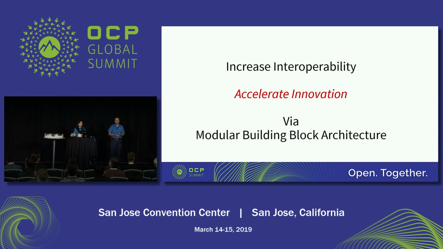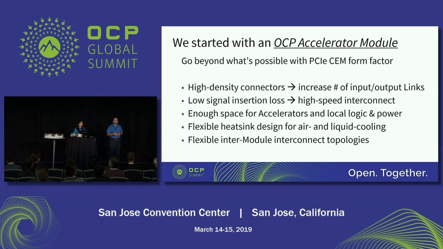If we do that, then we can increase the interoperability of different modules. The modules, as you saw, could be power modules, cooling modules, compute modules, chassis, mechanical. This is to accelerate innovation. So different modules can be designed independently, but then combine to create a better system.